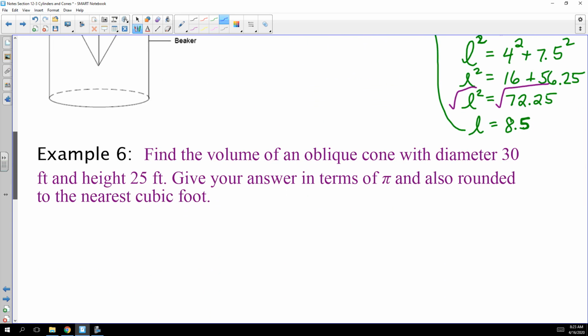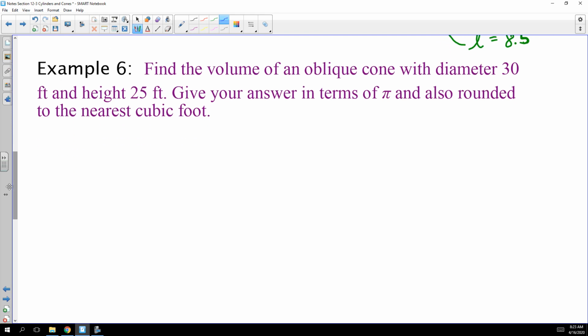All right, so now let's find the volume of an oblique cone. We know we have a diameter and we have a height, and we want to give our answer in terms of pi, and then also rounded. So remember, this one is the exact value, and then rounded means your approximate value, right? We're going to give two forms.